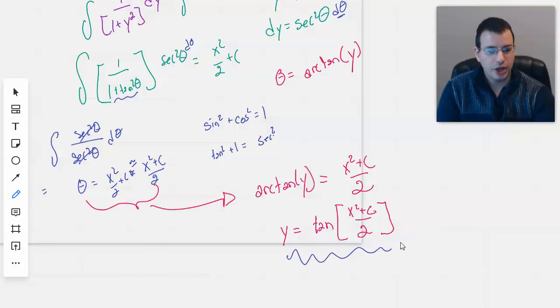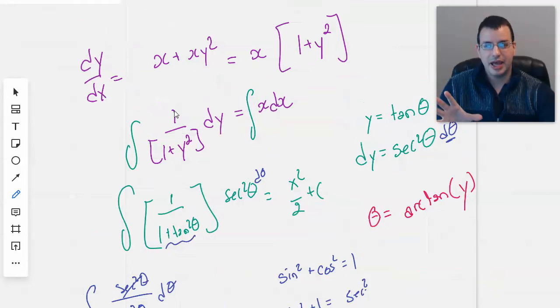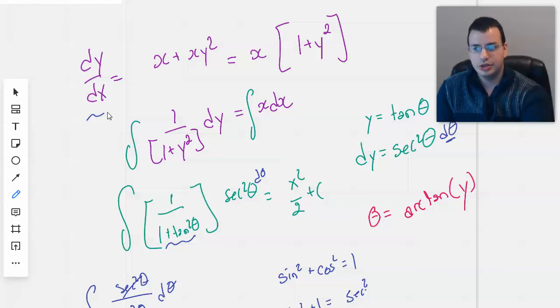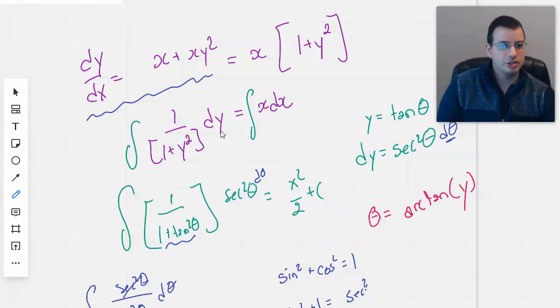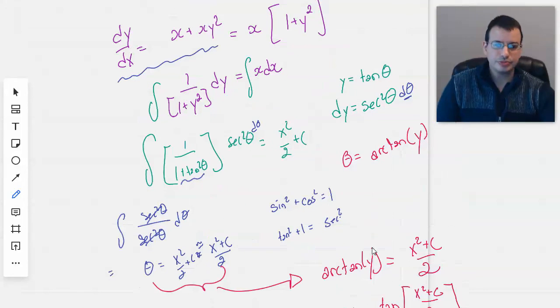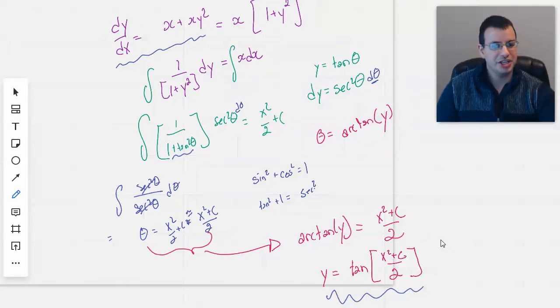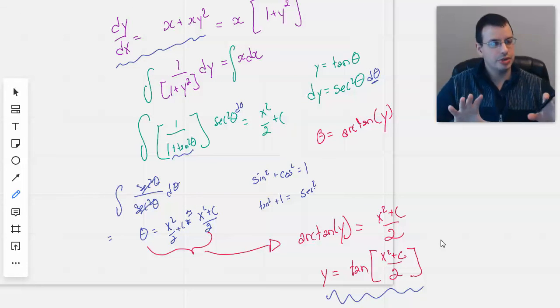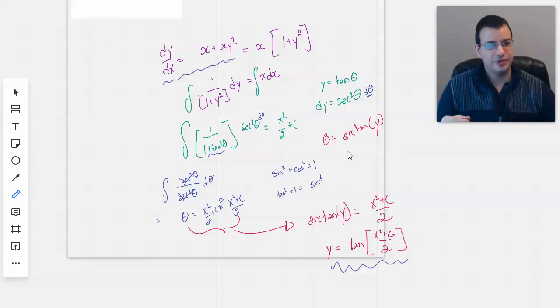This right here, y equals tangent of x squared plus c over 2, is not the same as dy/dx equals x plus x times y squared. So depending on which kind of context you're asked to deal with, you should be a little bit careful. And that's the idea behind separation of variables and how you can use that to find a y of x given a derivative.